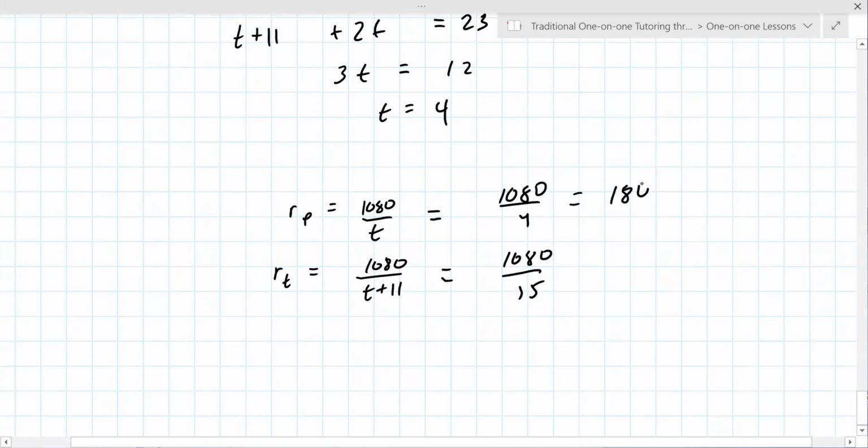So that's 180. No, that's not right. That's 270. And I don't know what the other one is. It's a lot slower. Do you have a calculator handy? I do have one next to me. There you go, 72. There's your answers. All right.